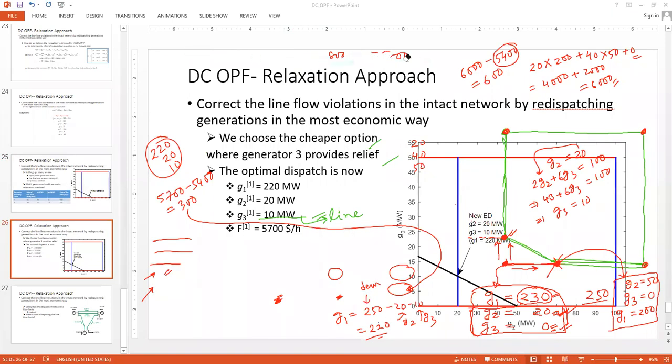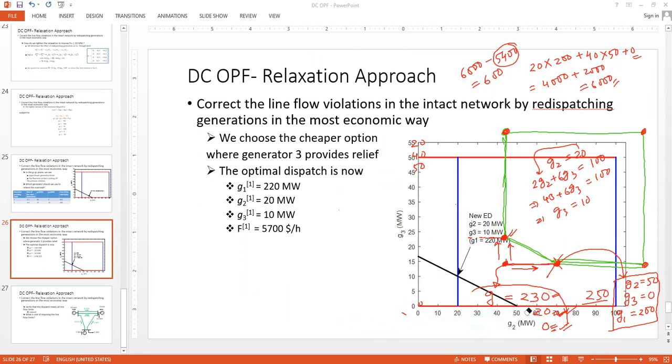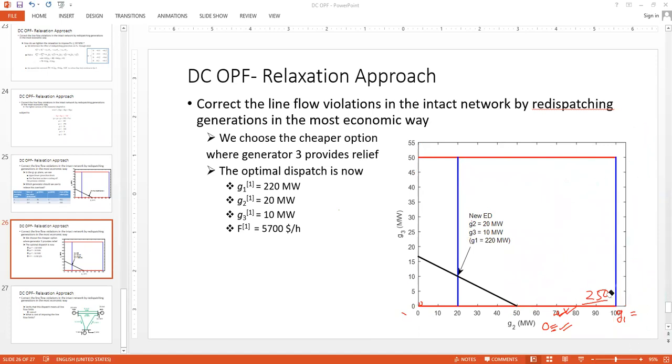And this is what we are summarizing here. So we are saying that our new optimal dispatch would be, because we are going for the cheaper option, generator 3 providing some relief. So the optimal dispatch is now G1 equals 220, G2 equals 20, G3 equals 10, and the associated cost is 5700. The additional cost is 300. So now with this, we have made sure that line 3 limit is not violated.